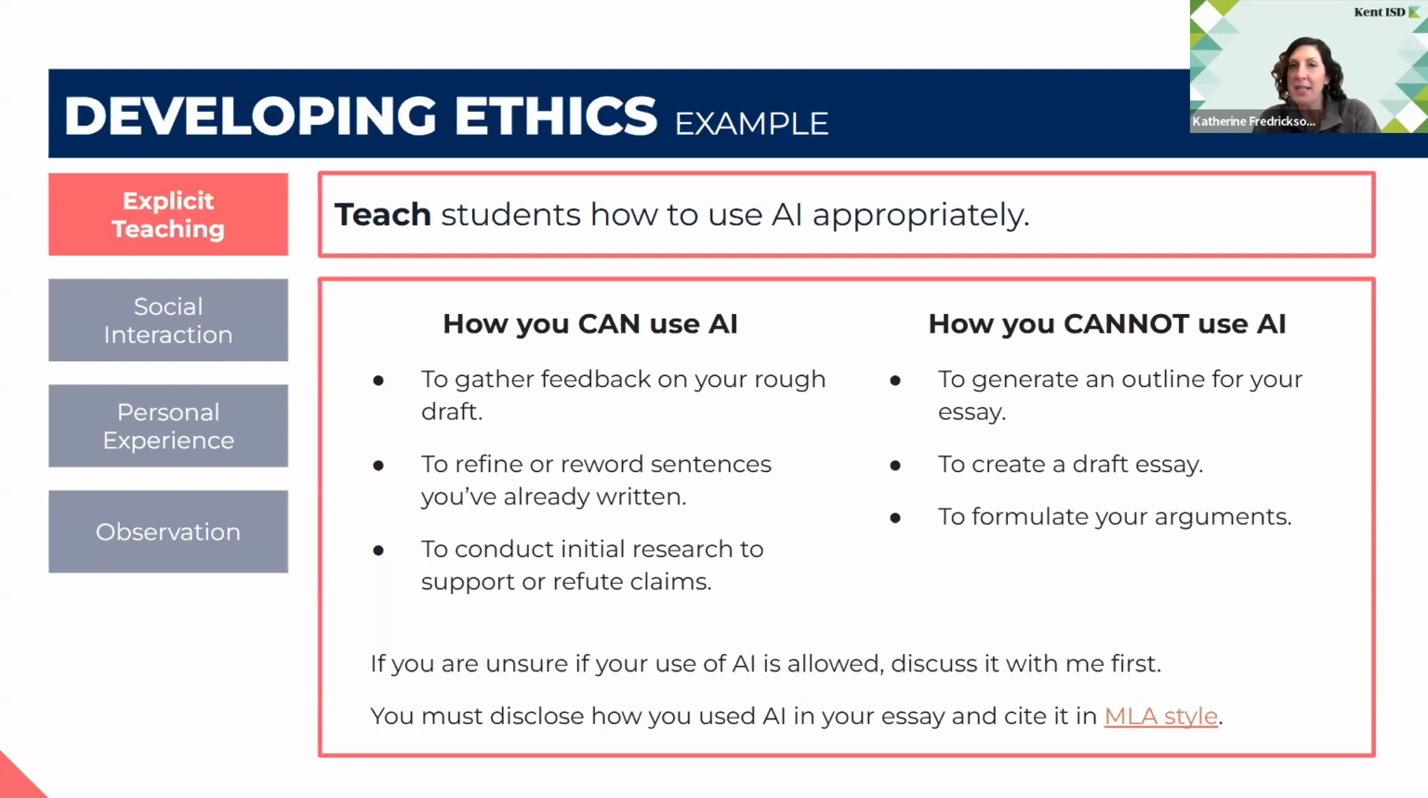Some ways you cannot use AI: to generate an outline for your essay, to create a draft, or to formulate your arguments. These are just the parameters that you can put at the top of your assignment so they know what the guardrails are. And if you're unsure, ask me, discuss it with me first. Let's have that conversation. Also, if you do use it, make sure you disclose it and cite it, whether it's MLA style or whatever style that teacher is using for their class.